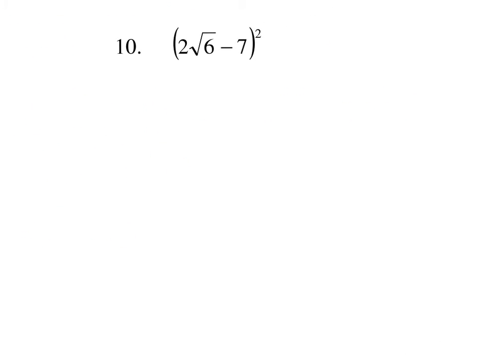Number 10 is the same kind of question. Remember, this exponent is not going to distribute inside here if there's addition and subtraction. It's okay to bring the exponent in if it's all multiplication in these parentheses, but when you put addition and subtraction in here, you can't do that. So we're going to write this binomial twice. 2 square root of 6 minus 7 times 2 square root of 6 minus 7.